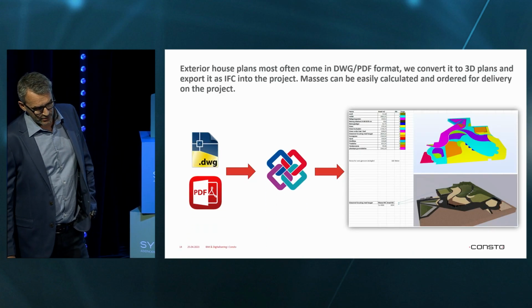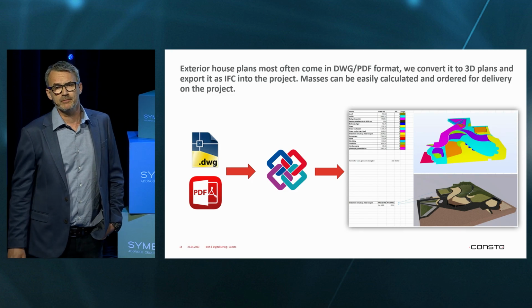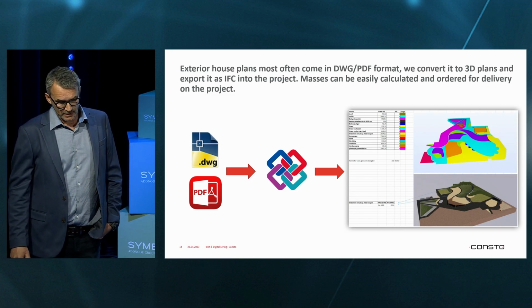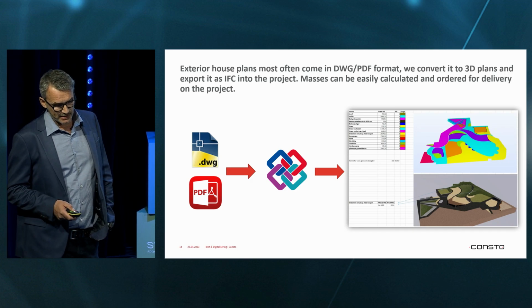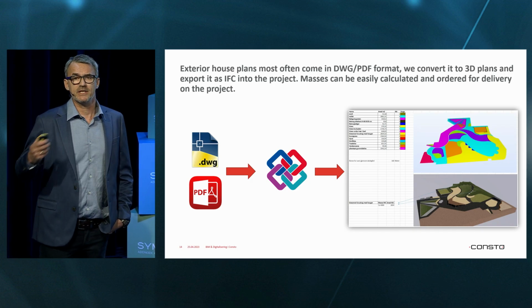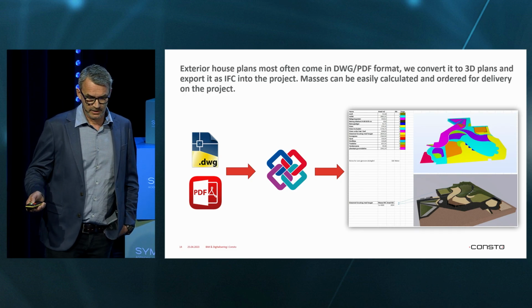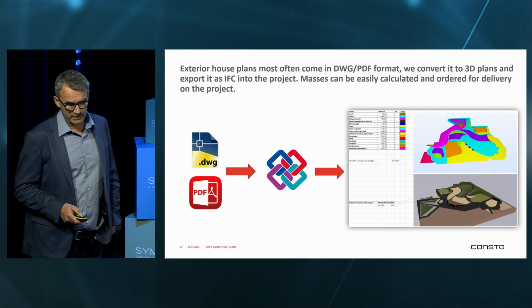Also, in extra house plans, most often they come in DWG or PDF. Then we convert 2D to 3D plans, export it as an IFC, and send it out to the project, so they can easily calculate and order delivery for the project.